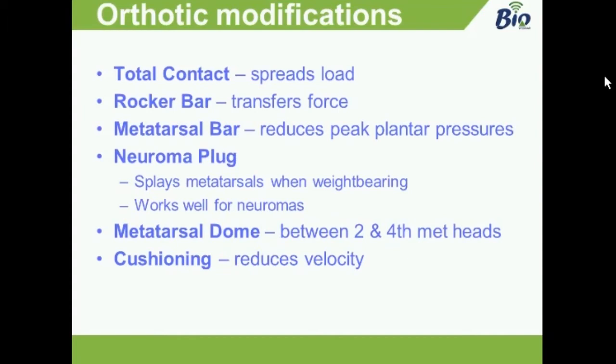A neuroma plug. Again, this is something I've seen called all sorts of different things, but it's basically a thin piece of material, usually poron or EVA, which you'd need to mark on your cast, or if you're doing it on a simple insole, placed between the metatarsals. And what that does is it splays the metatarsals when the patient's weight bearing. So it can work very well for things like neuromas or interdigital bursae, those sort of things. But the key there really is getting it in the right place.